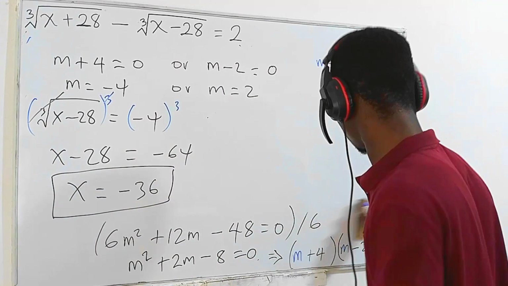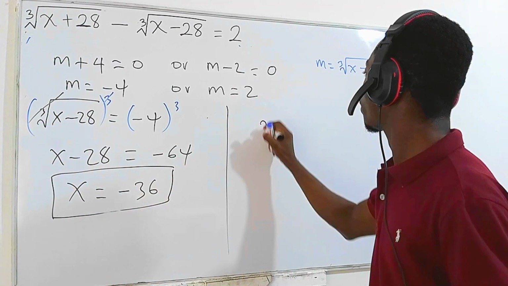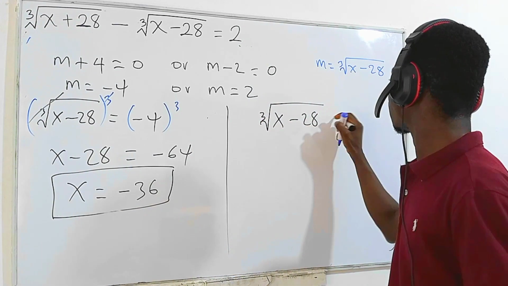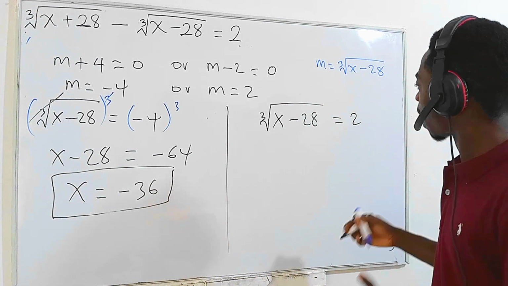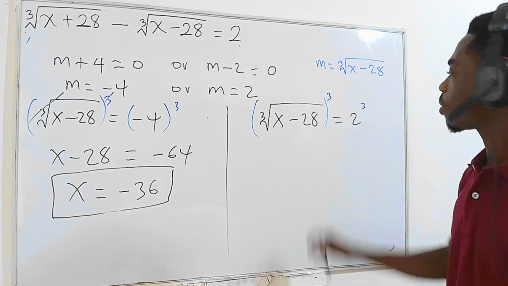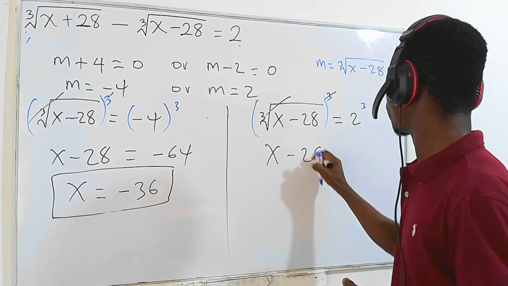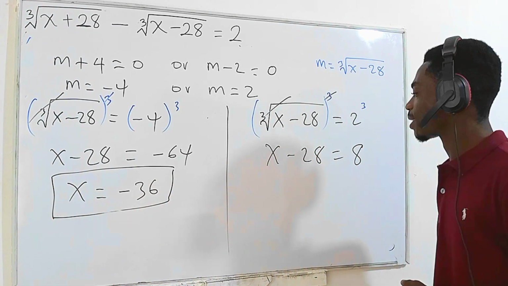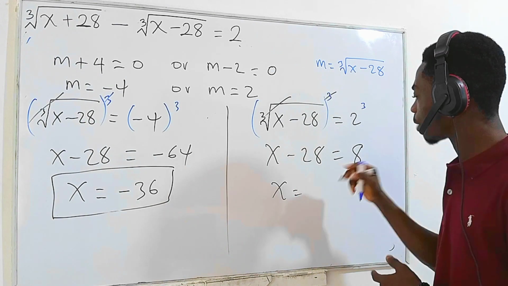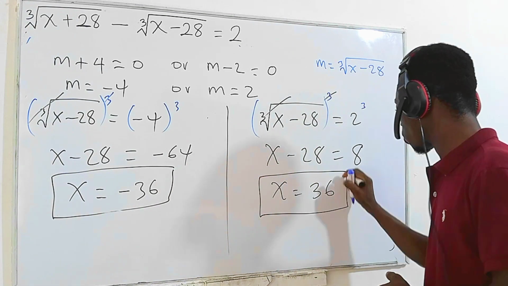And this is one of the solutions, of course. And the next one, when m is equal to 2, we have the cube root of x minus 28 is equal to 2. Like we did before, we raise each side of the equation to the third power so that the cube root and the power leave. Then we have x minus 28 is equal to 8. Transposing this, we have x is equal to 8 plus 28, which is positive 36. And this is the other solution to the problem.